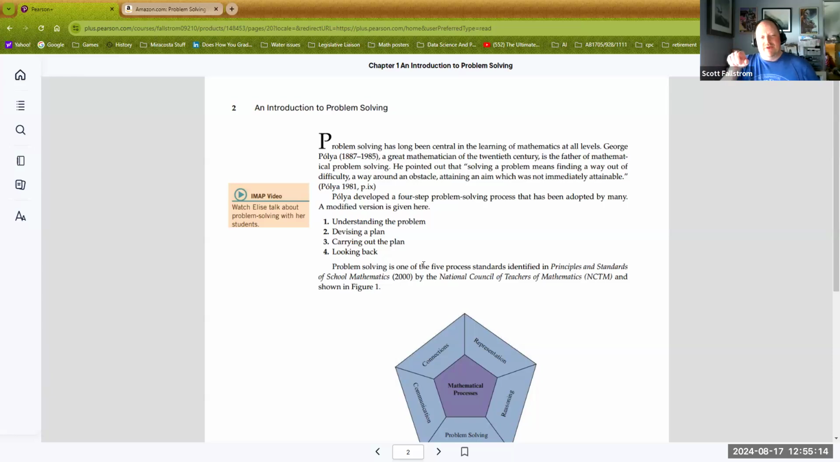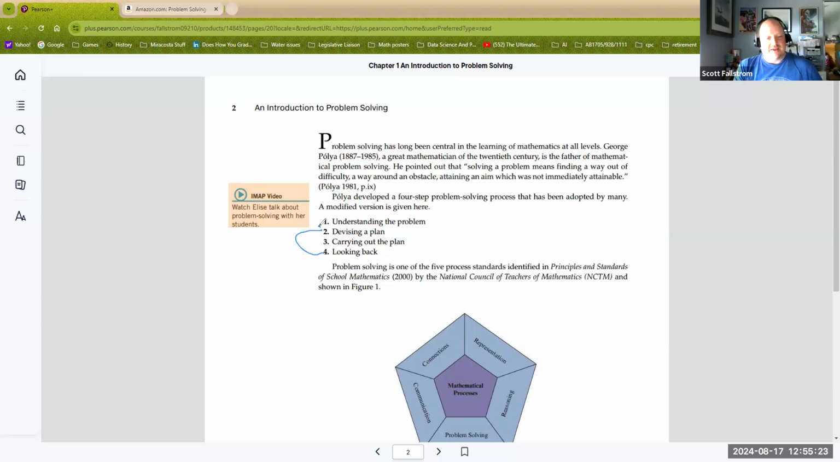And understand that you may have to use step four, which is looking back. You may have to go back a step and say, hey, that plan didn't work. So you may have to go back and devise a new plan and then continue. But what he also found is that the majority of great problem solvers spent the most of their time right up here in understanding the problem.